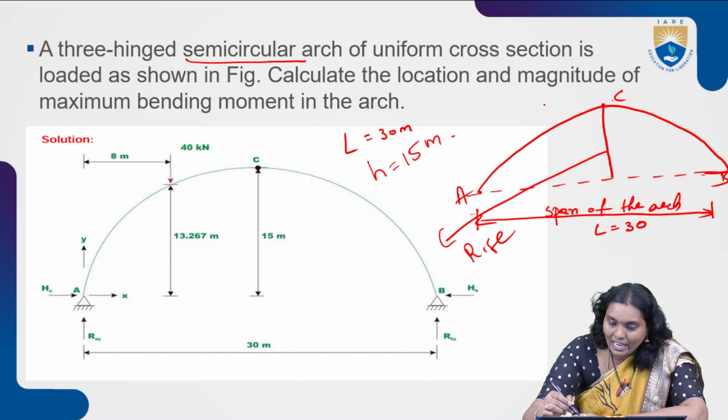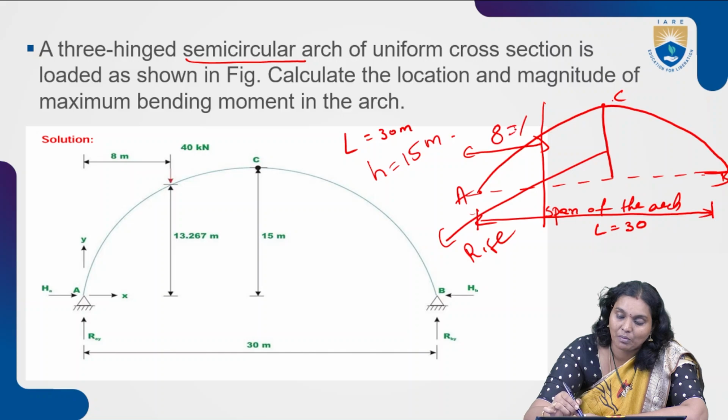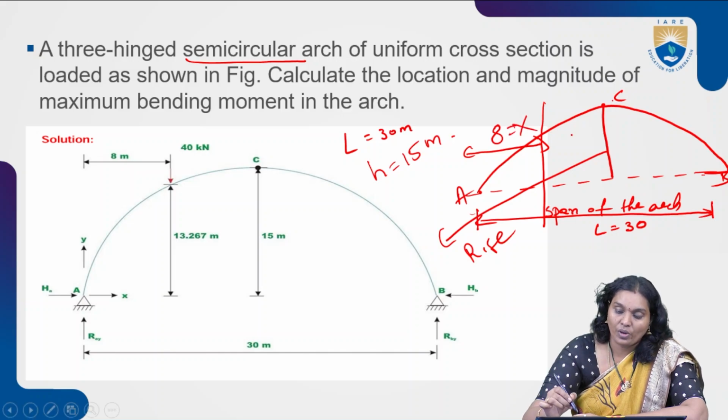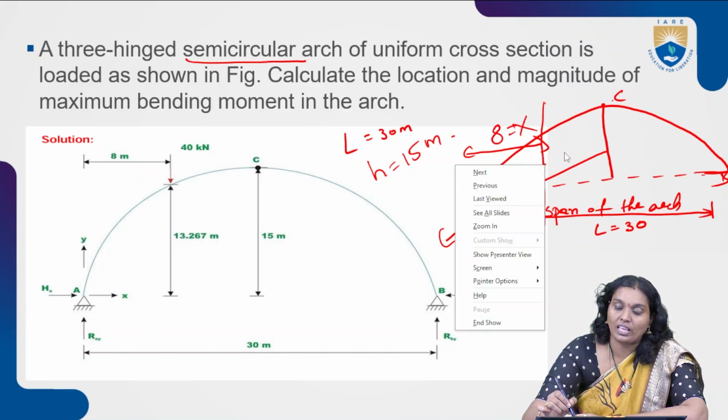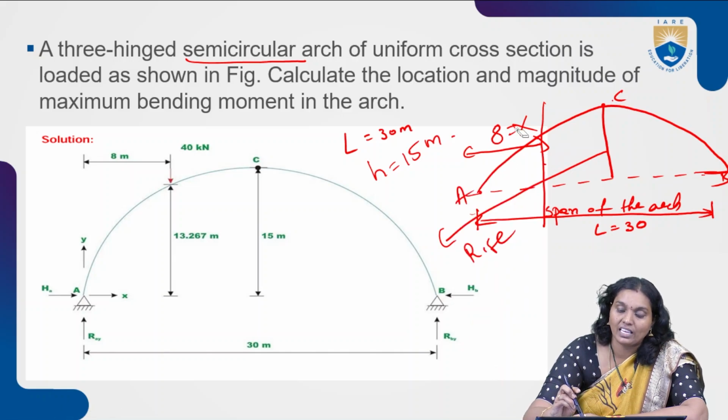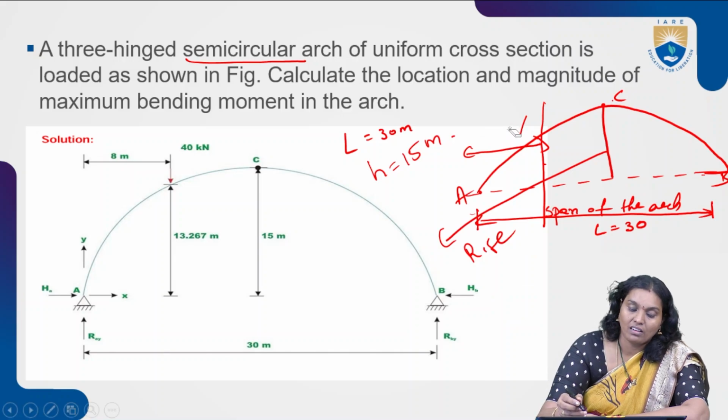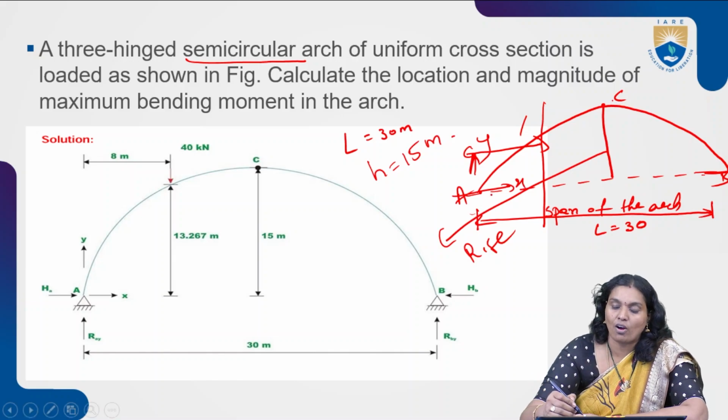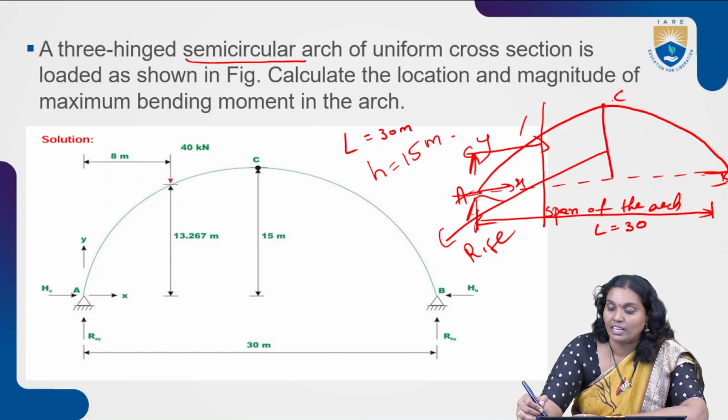And where we consider this section, that is equal to from A to that section, that is equal to 8 meters. This is nothing but the X. So here we have to find out the location, and we are going to find out all these parameters. And this is the y-axis and this is the x-axis. So these are the things. And first we have to find out those reactions at A and reactions at B.